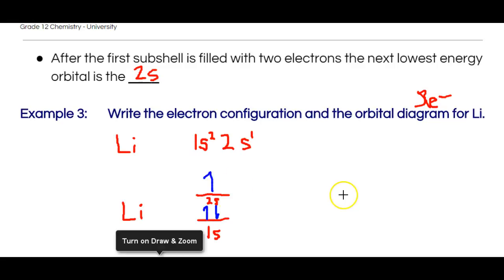Now, just to explain what I mean by these maybe not being shown in terms of energy levels, sometimes what you might see is you might instead see them all in a horizontal line. So just know what you're looking at.